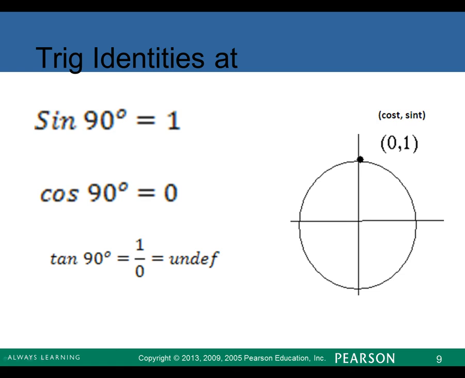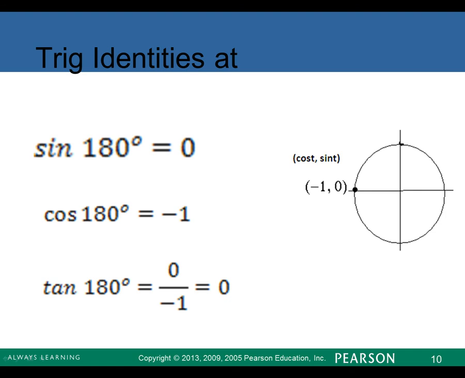So since cosine is synonymous with x, sine is synonymous with y, at 90 degrees here, if our radius is 1 unit, then this point would be x is 0, y is 1. But we could also say cosine is 0, sine is 1. And since tangent is sine over cosine, tangent would be 1 over 0 or undefined. Okay? So that's 90 degrees.